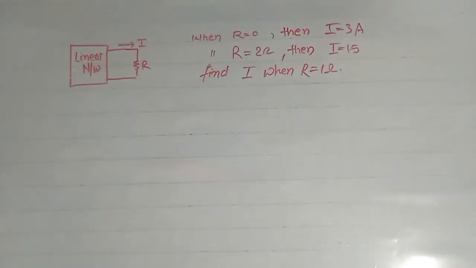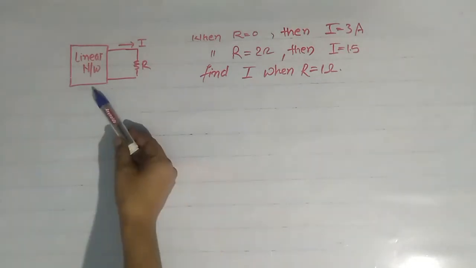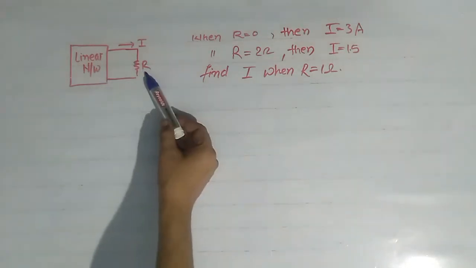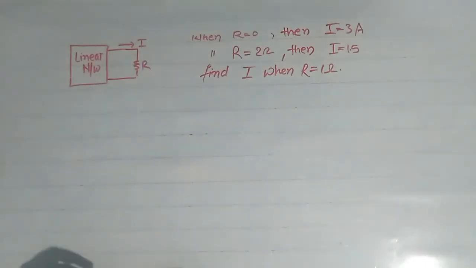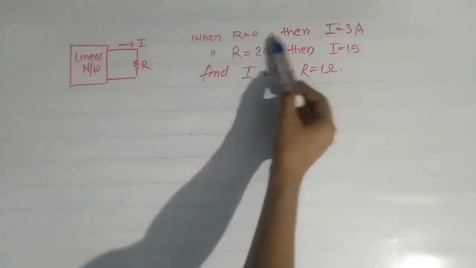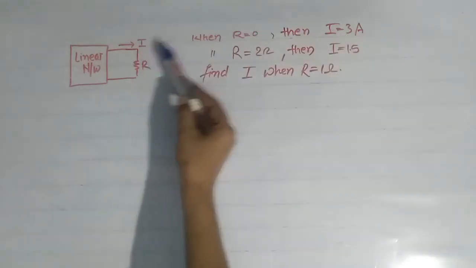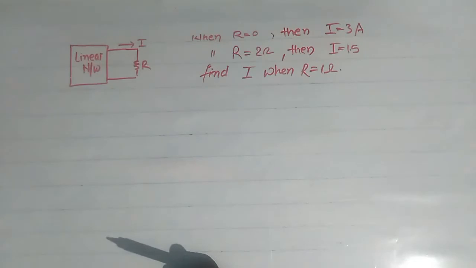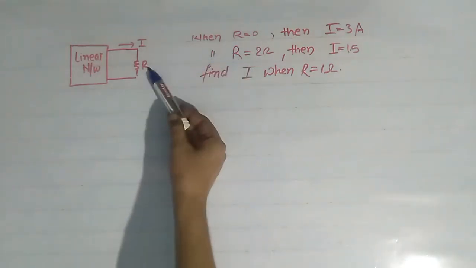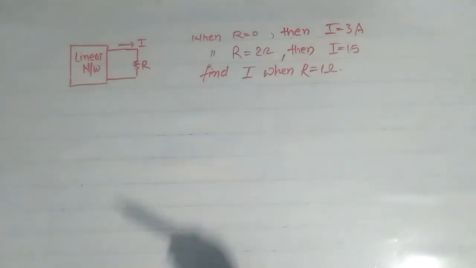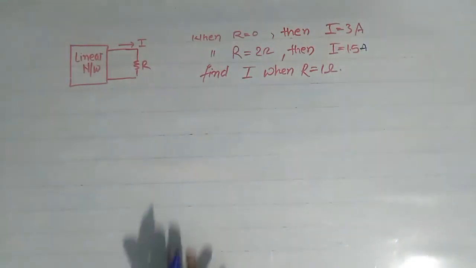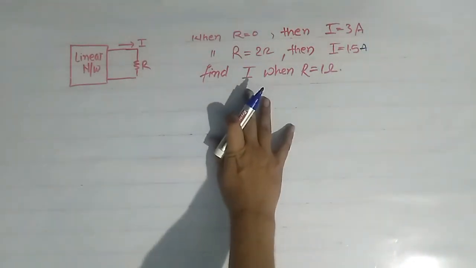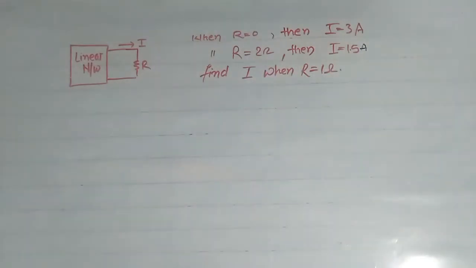Now see this problem. Here a linear network is given and this is resistance R and this is current I through this resistance R. Now when resistance R is equal to 0, then current I is equal to 3 ampere, and when resistance R is 2 ohm, then current I is 1.5 ampere. So we have to find the current I when resistance R is 1 ohm.